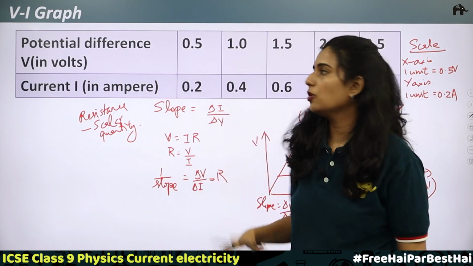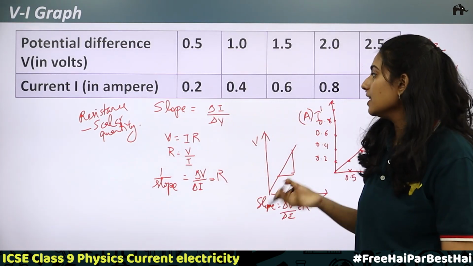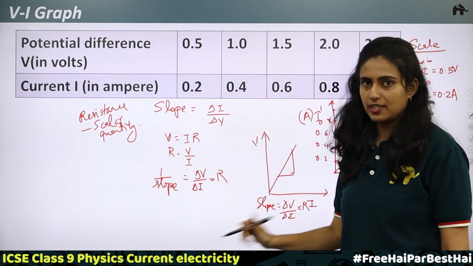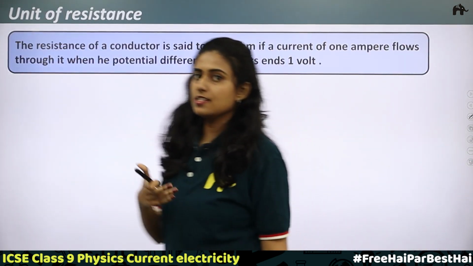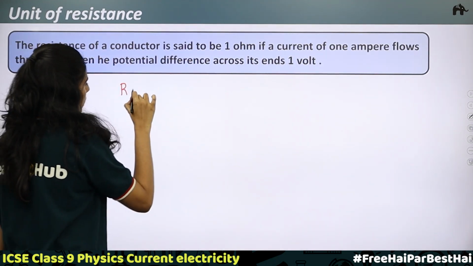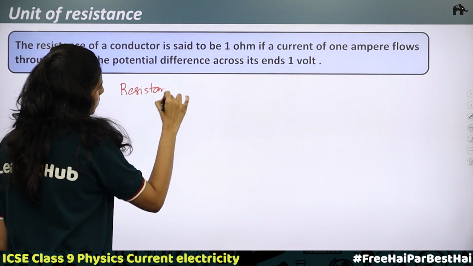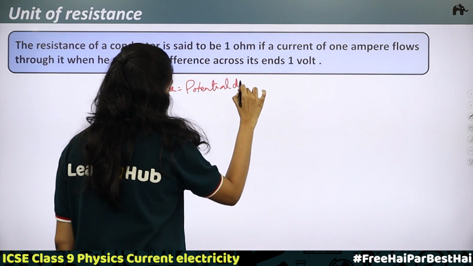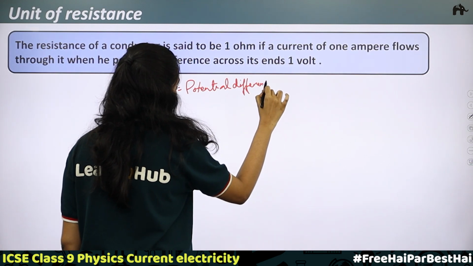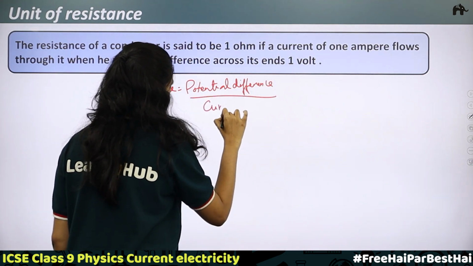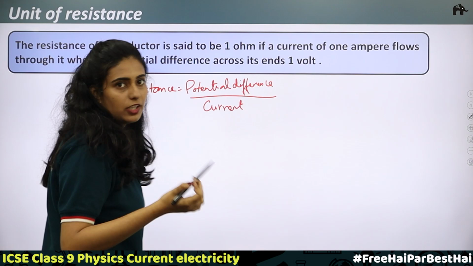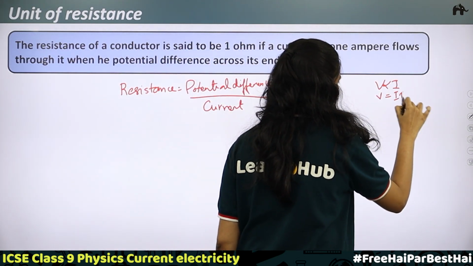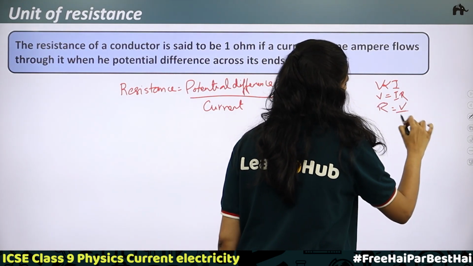So, we have discussed electric potential difference and resistance. All of these are scalar quantities. There is only magnitude and no direction. Unit of resistance. So, what is resistance? Relation for resistance: resistance is equal to potential difference divided by current. Why? Because according to Ohm's law, where V is proportional to I, we got V is equal to IR, which means R is equal to V by I.